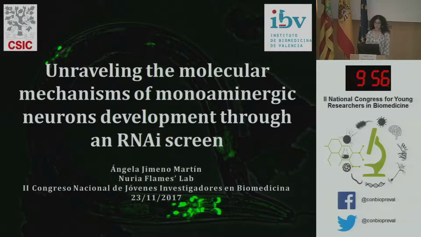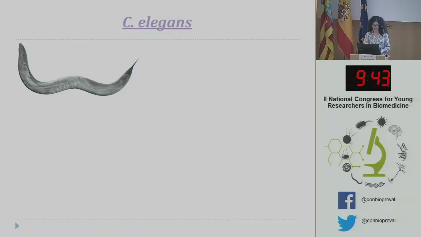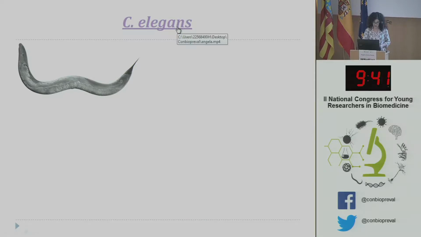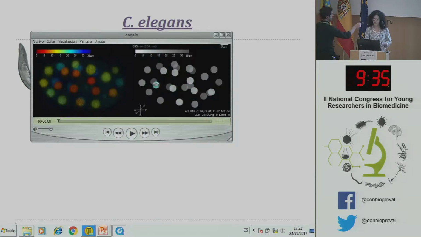Today I'm going to talk to you about my PhD project entitled Unraveling the Molecular Mechanisms of Monoaminergic Neurons Development through an RNAi Screen. First of all, I want to introduce you to the main character of this project, which is C. elegans. This nematode is hermaphrodite and its reproduction is by laying eggs.